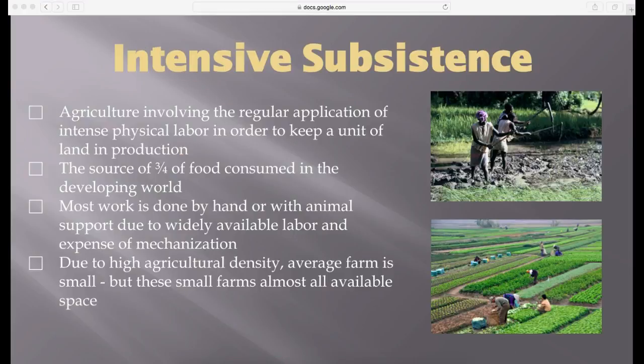So the next one we have is intensive subsistence, which is in the developing world. This agriculture involves a lot of intense labor in a small amount of area. That's why they call it intensive subsistence.